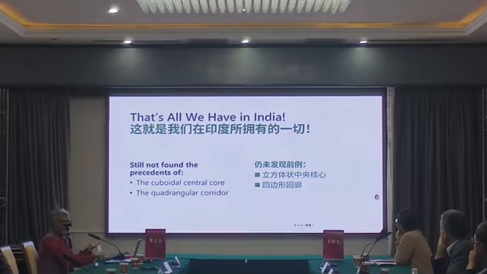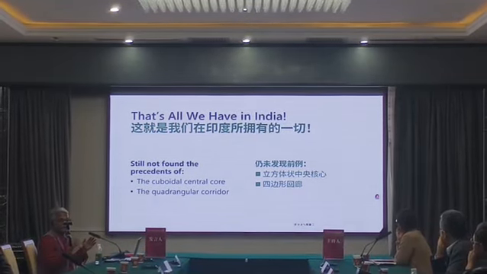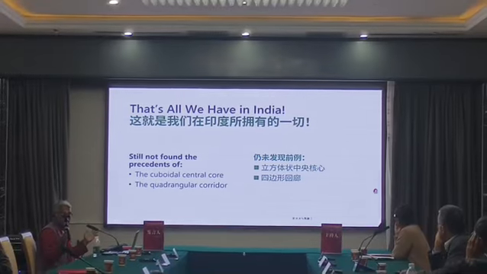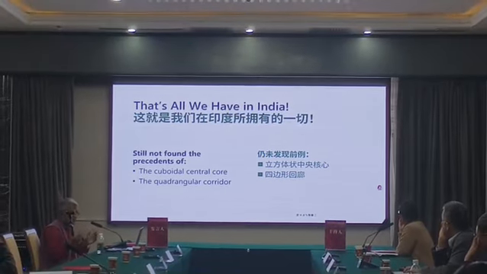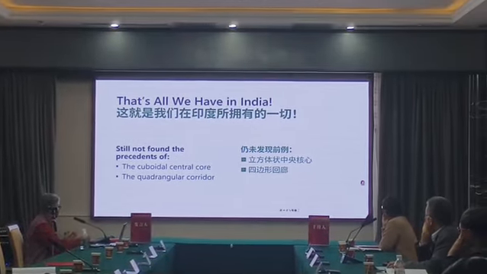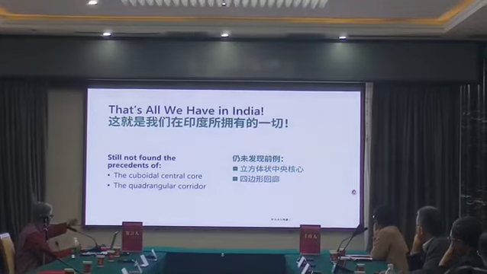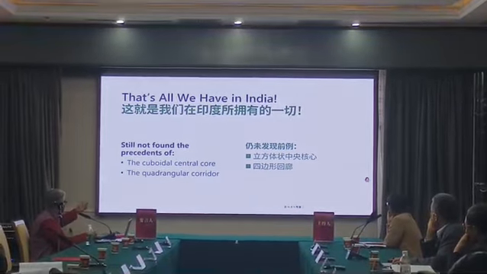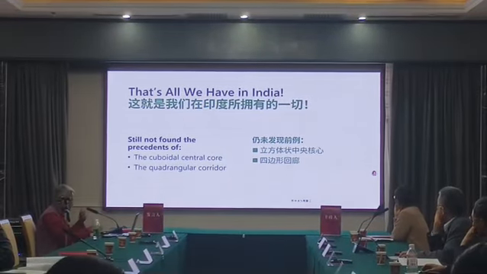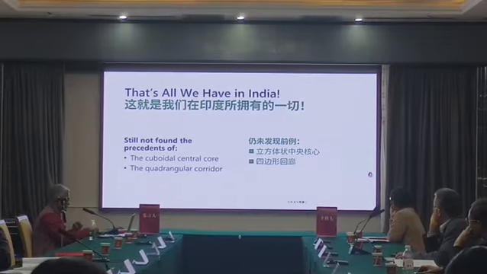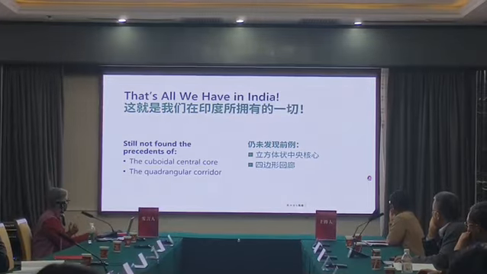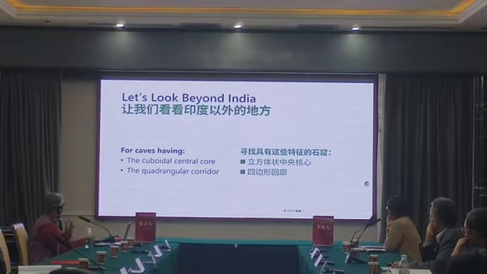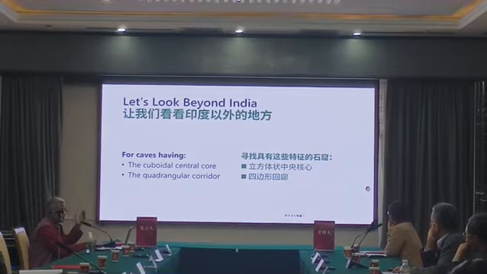So that's all we have in India. I mean, this is all we have. But what we started to search for, we did not find. So the pivotal central core and the quadrantal corridor, where did they come from, in those 5 caves which I showed you in the beginning? So let's look beyond India.